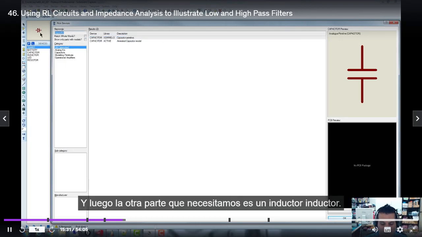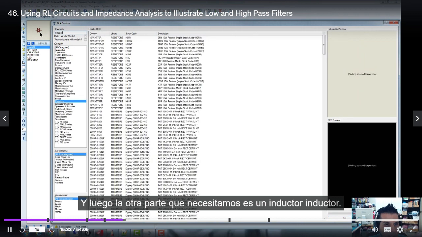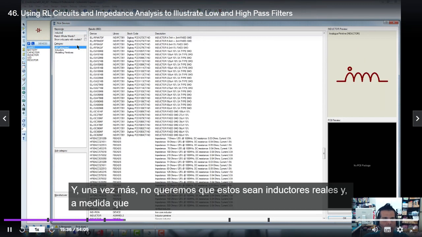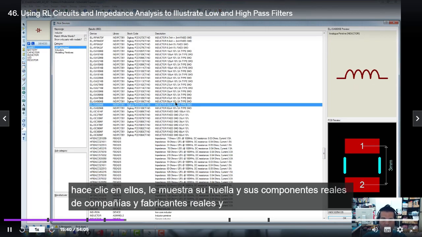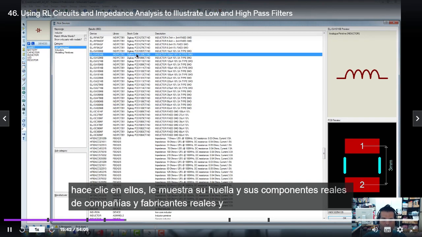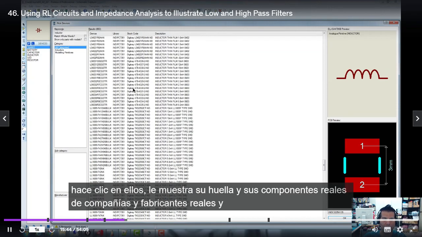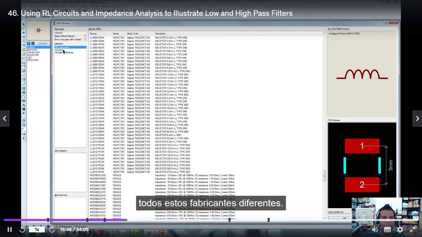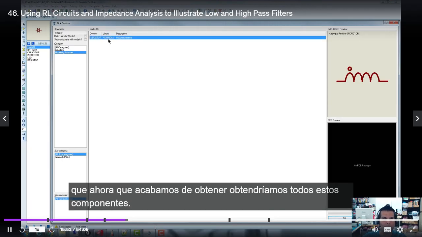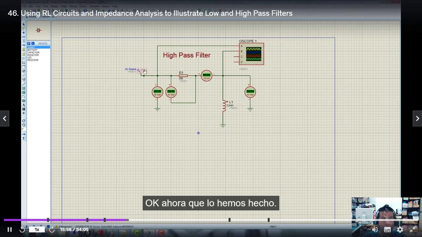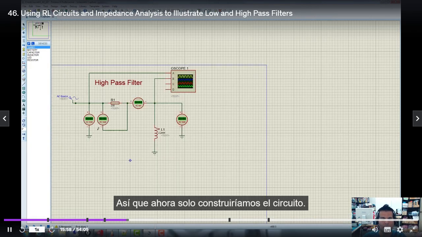The other part we need is an inductor. Again, these are real inductors, and as you click through them, it shows you their footprint and their actual components from actual manufacturers. So we go to modeling primitives again, pick this one, the primitive for modeling, and double click to add it. We just go through and get all these components. Okay, now that we've done that, we can build the circuit.